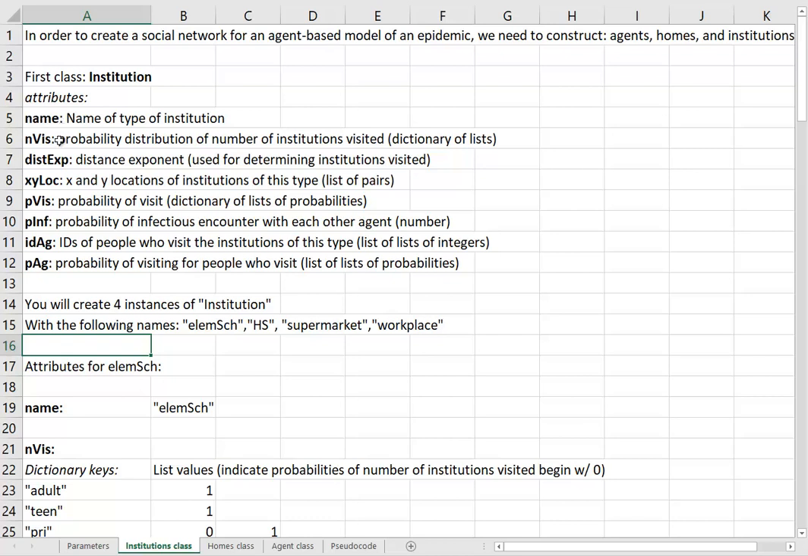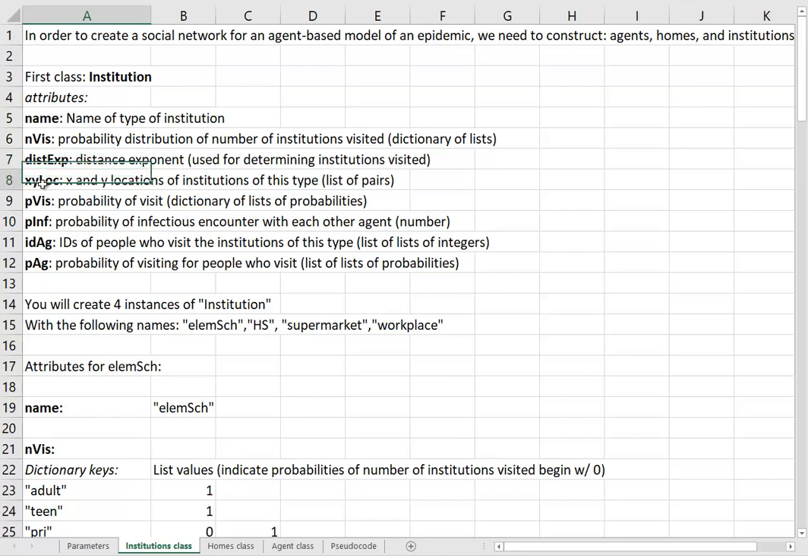All right. Each class should also have nvis, which is the probability distribution of the number of institutions visited. So I'll explain that down here. I gave an example of how to initialize that. Okay. Distance exponent, and I'll explain that later. The point is that for each institution, there has to be a probability of the agent visiting that institution, and that's going to depend on the distance between the institution and the agent's home. So we'll use that later. That will be a little bit involved.